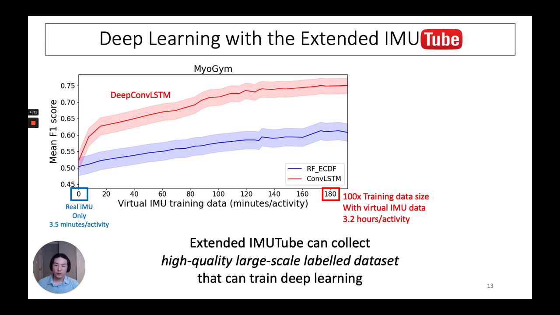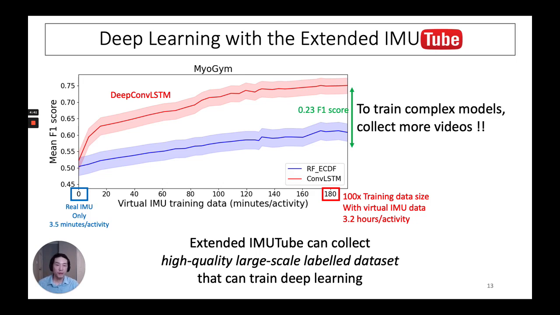The data-hungry nature of the DeepConvLSTM model, which is a standard and very popular deep learning model in HAR, can largely benefit from the large-scale dataset, which is a 0.23 F1 score improvement. And this shows that to train a complex model, you have to collect more videos. And the extended IMUTube can collect high-quality, large-scale labeled datasets, and that can train deep learning models. More extensive experiments and analyses are in the paper.